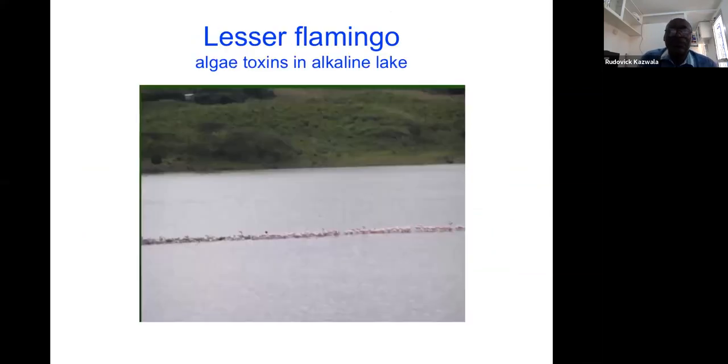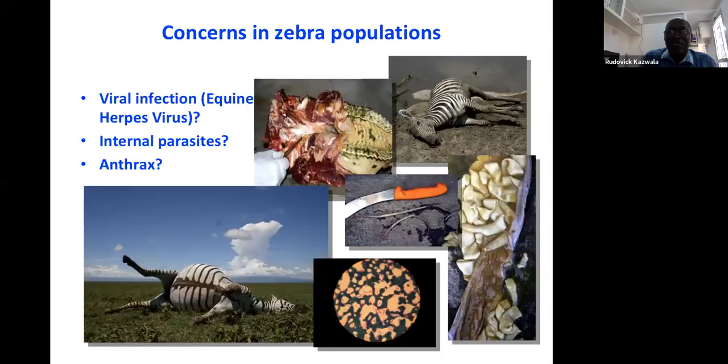Lesser flamingo was also a problem in one of our alkaline lakes. They died. We don't know what was really the problem, but we thought algae could have been involved. Zebra, we had the issue of equine herpes virus, and this was investigated thoroughly. Of course, there were also a lot of worms in these buffaloes, so we thought probably it is a combination, not only of a herpes virus.